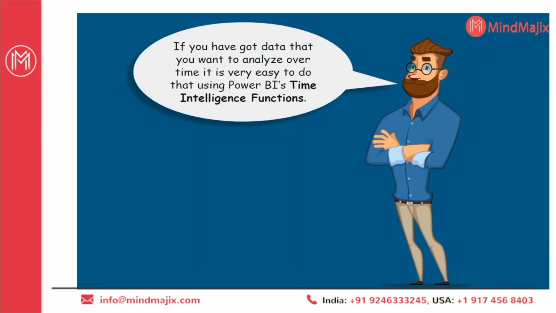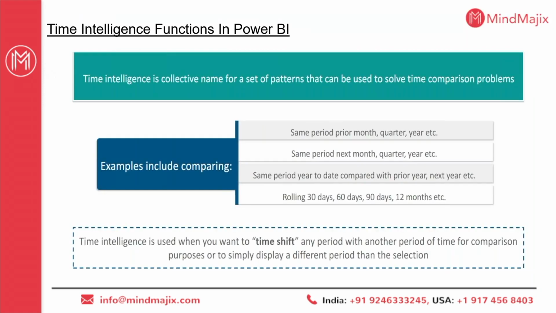The next is of course the time intelligence function that I was just talking about. If you've got data that you want to analyze over time, it is very easy to do that using Power BI time intelligence functions. How do we do it? And what are the scenarios in which you do it? So time intelligence is the collective name for a set of patterns that can be used to solve time comparison problems. So what is a time comparison? Time comparison is when you do an analysis, you will also showcase what is your month report, your quarter report or a yearly report. But at the same time, you will also represent what has happened previous year. So that's what the same period comparison is. What difference will it give you? It will show what has been your growth.